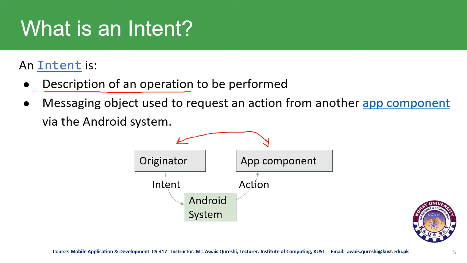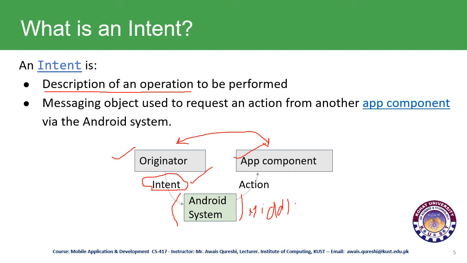So how does this component, which is called the originator, communicate with this other app component? It does this with the help of an intent. You can see that one app component communicates with another app component with the help of an intent. And here is the Android system, which acts as a middleware, a middleman or a middle layer.